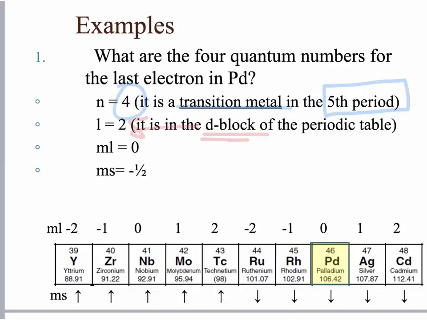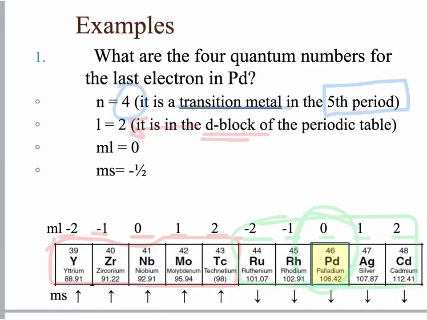The M sub L is very tricky. The M sub L is the magnetic orientation. You're just going to have to kind of trust me with this. The first half of the block, all the way to here, counts -2, -1, 0, 1, 2. This is every single time, so this doesn't change. You can label that for your D block every single time. The second half of the block all spins down, so it starts -2, -1, 0, 1, 2.